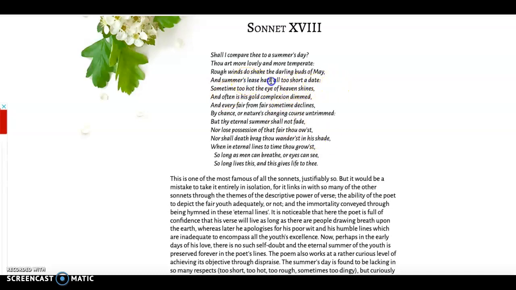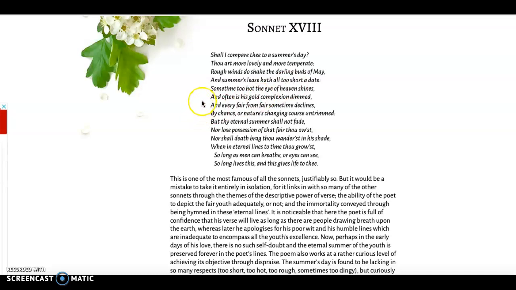Its lease, its amount of time, has too short a date. He goes on to say, sometimes even the sunshine is too hot. So let's remember, he says, should I compare you to a summer's day? And then he comes up with these sort of four negative things that summer is. He's like, summer's not really good enough to compare to you.